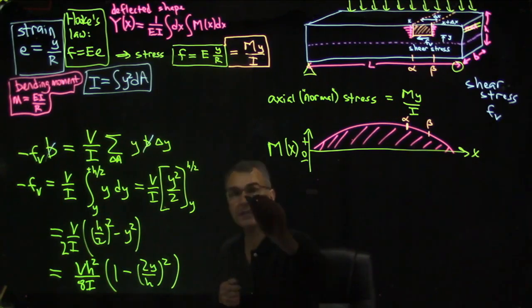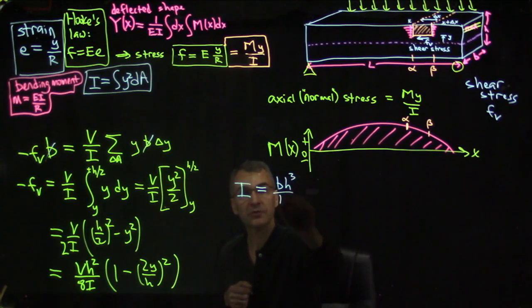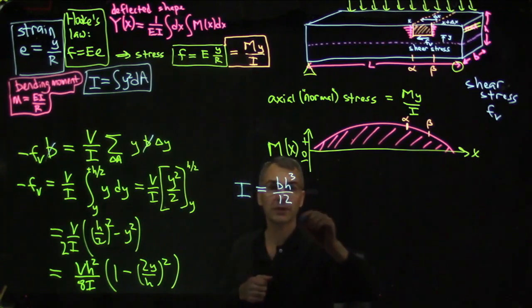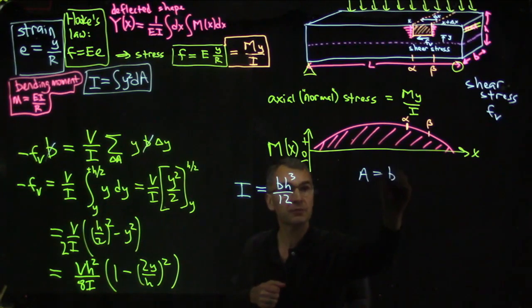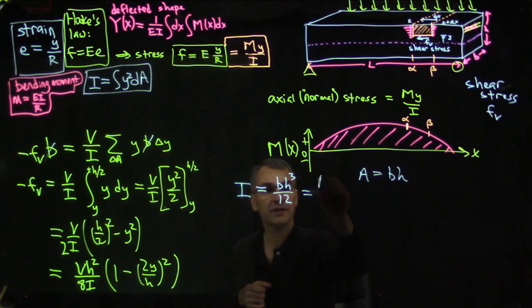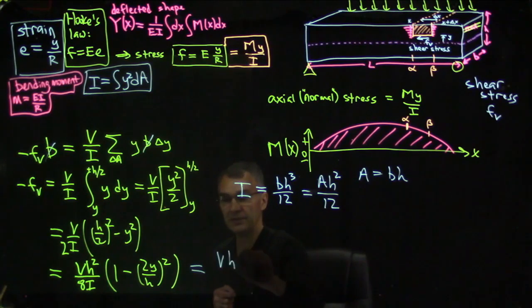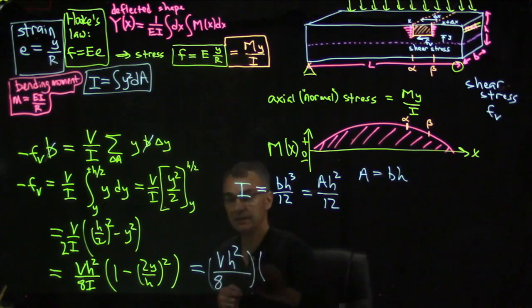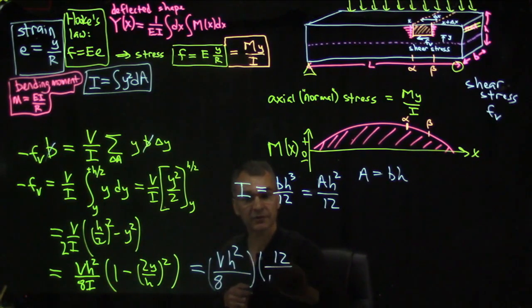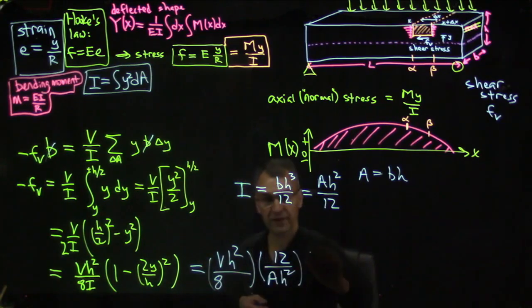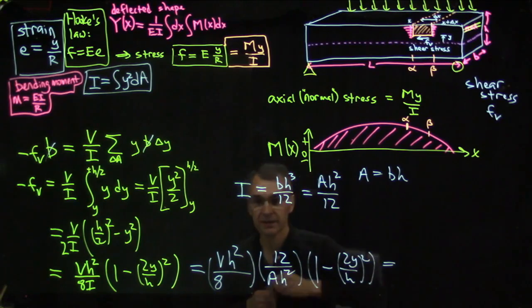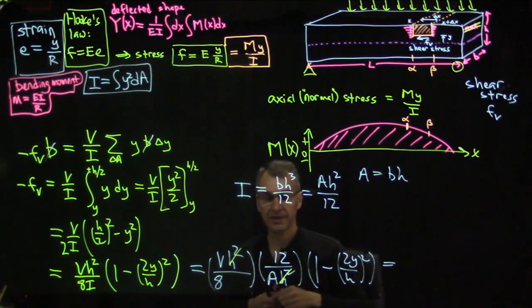And then we could plug in for a rectangular beam cross section I equals b h cubed over 12. And in fact, in this case, we want to use the area equals bh. So this is actually A h squared over 12, so that we can write it in terms of the area. So this gives us b h squared over 8, and then this 1 over I gives us 12 over A h squared. And then we have this factor in parentheses, 1 minus 2y over h, the quantity squared. And we can cancel the h squared. Then this 12/8 becomes 3/2.